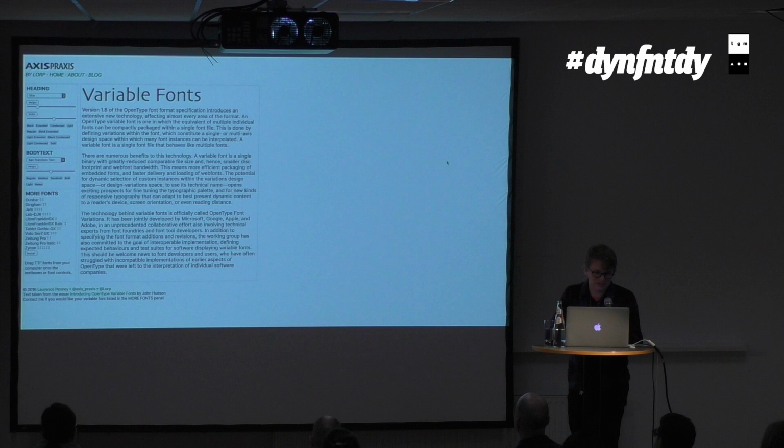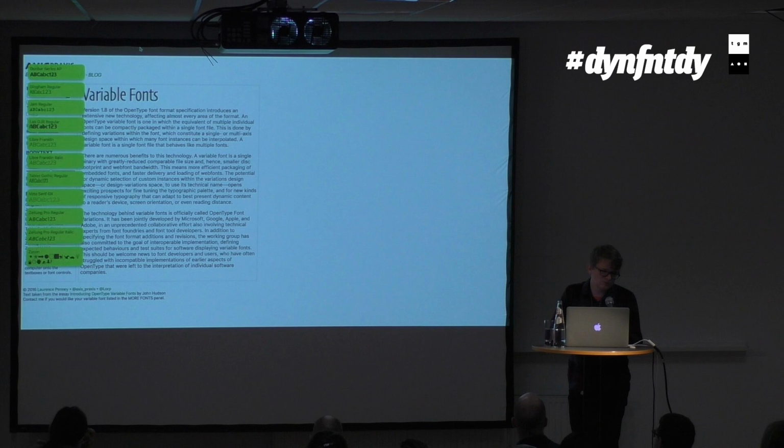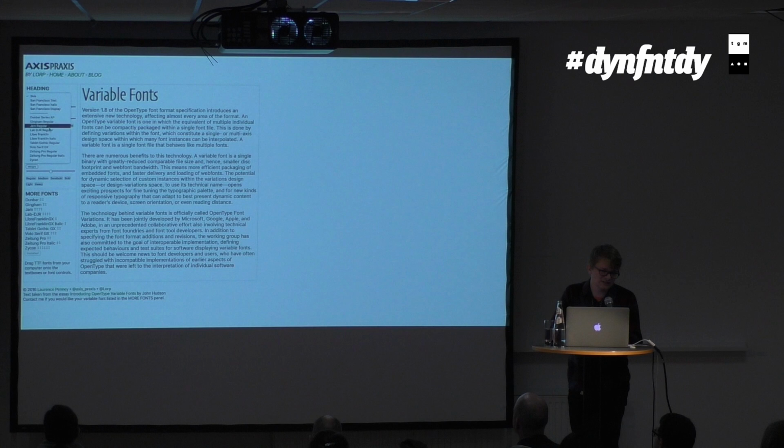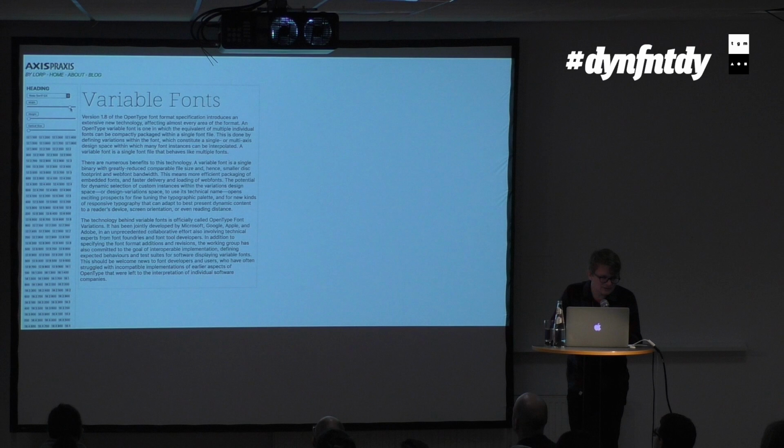There's also this site called Axis Praxis by Lawrence Penny, and it's a similar thing. You can just drag a variable font on there, and it will reveal all the sliders and the named instances that exist. It also allows you to test some of the variable fonts that other people have been working on. This is where I'm testing a lot of my variable fonts lately because it's easy to just drag something on top. But it's also cool to see how other people are experimenting with variable fonts. Unfortunately, some of these aren't available for licensing, but it's still cool to see what people are playing around with.